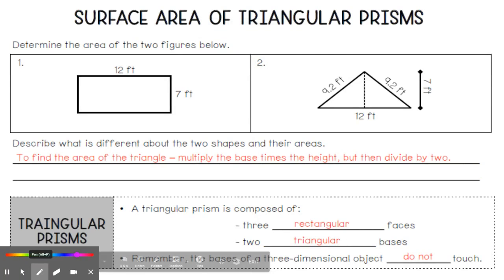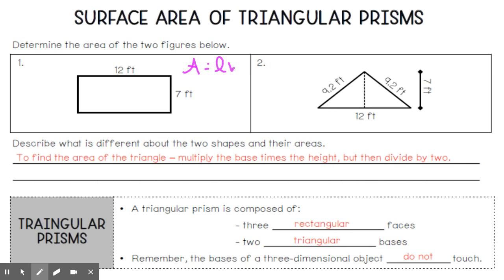So today we're talking about surface area of triangular prisms. Okay, so first of all, we just need to review finding area. So to find the area of a rectangle, remember we say that it's length times width. So that means we would say 12 times 7. So the area of this rectangle would be 84 square feet.